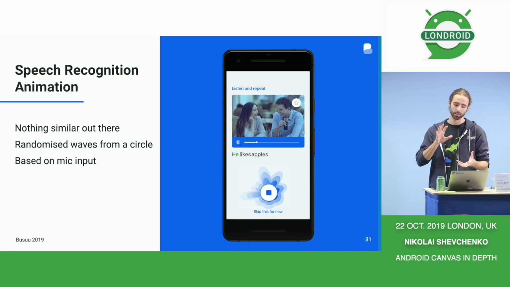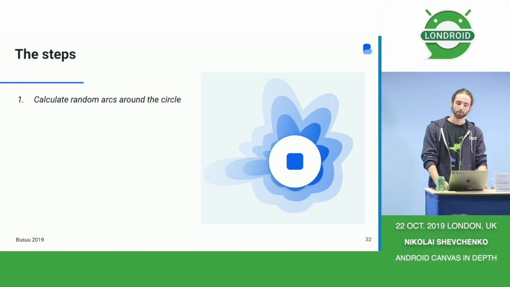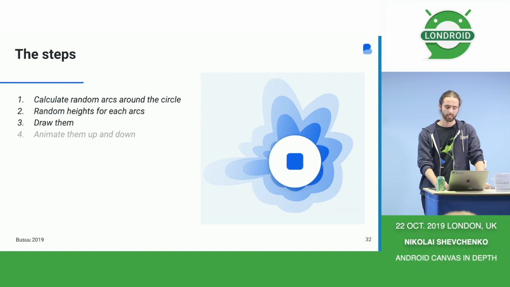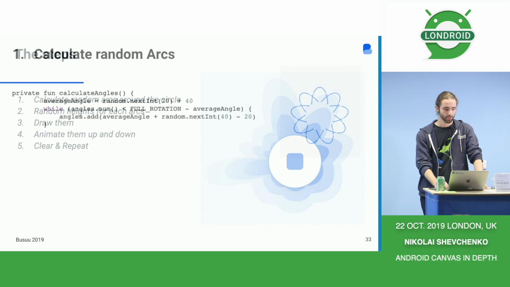So analyzing this, what are the steps of this animation? We are going to be calculating random arcs around the circle. As you can see, all of the arcs have a different width, so we need to somehow find out the 360 degrees width of all of them. Also, all of them have a different height. Some are very small, some are very tall. We need to find a way to draw all of this. We need to find a way to animate this all the way up and down. And obviously, once the animation has finished and everything's done, we start the recalculations all over again, and so every time it looks very different. So let's calculate these random arcs.